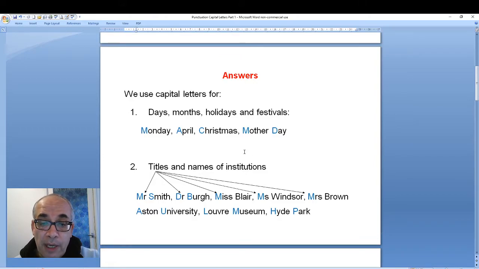Also, we use capital letters with names, with titles and names of institutions. So here we have titles: Mr., Doctor, Miss, Ms., Mrs. All these are titles. This one is difficult. We say Ms. We write S, but we say Ms. Why? If you don't know if a woman is married or single, we say Ms. So all these are titles.